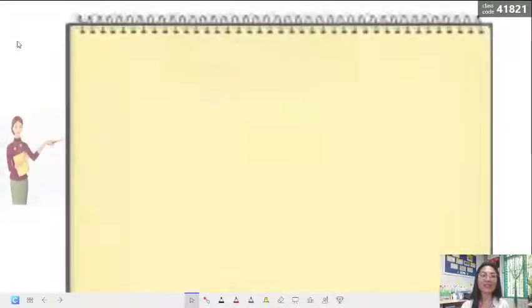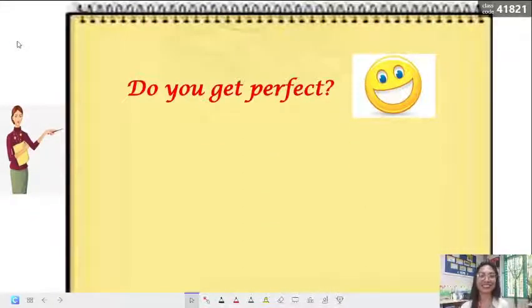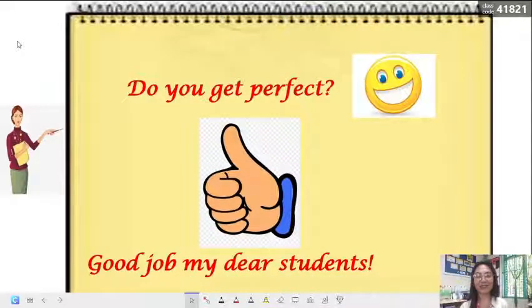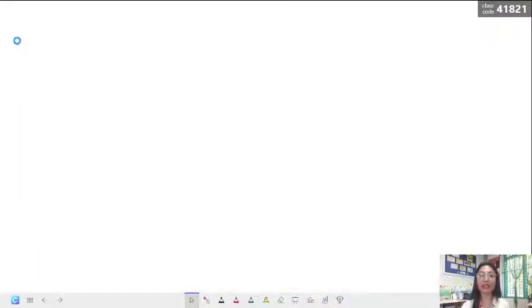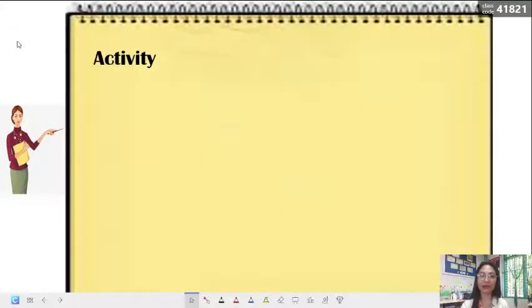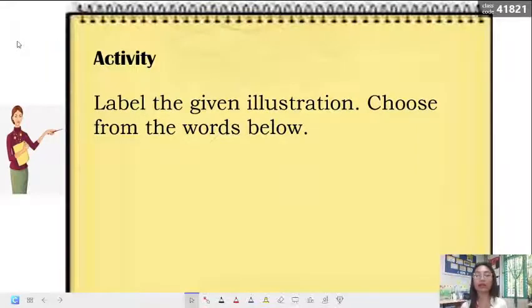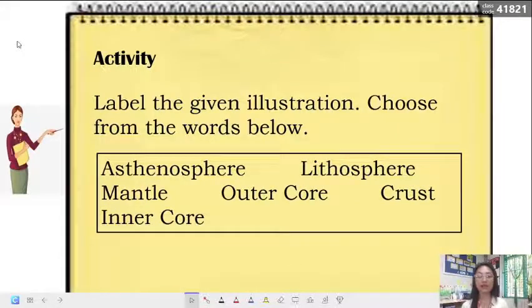Okay, my dear students, did you get a perfect score? Good job, my dear students. You really recalled our previous lesson. So this time, I want you to do another activity. In this activity, you're going to label the given illustration. Again, you can choose your answer from the words below. Take note of these words: asthenosphere, lithosphere, mantle, outer core, crust, and inner core.